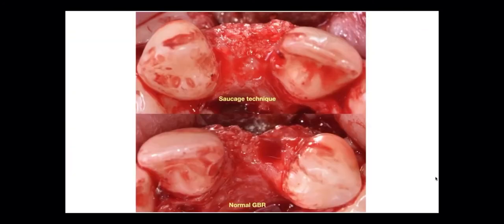So these are the two places, the two regions where we did our regeneration. The upper one is the sausage technique on the upper right, and the lower one is the normal guided bone regeneration on the left side. And as you can see also the difference in width that we obtained. Even though in the normal GBR we obtained enough width to place an implant, in the sausage technique we obtained actually much more width of bone. So it is more efficient than the normal GBR.